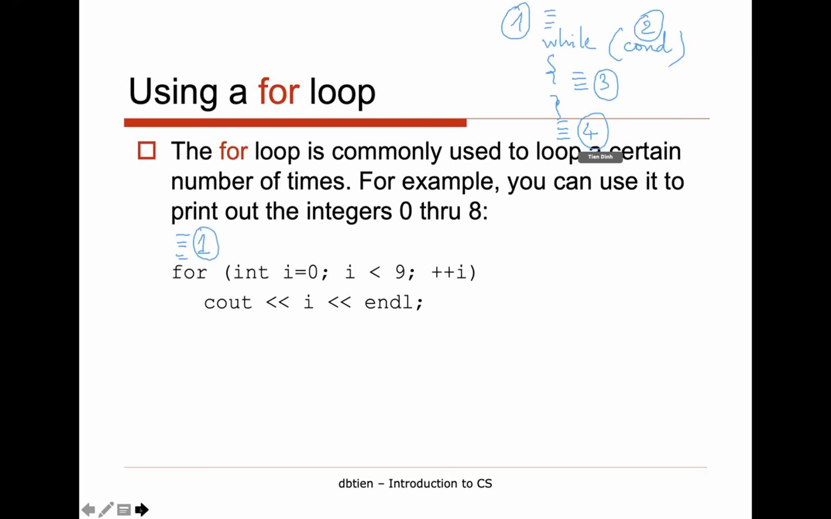And remember last time we do 1 first, and then check 2. If it's true, we do 3. If it's false, we do 4. And after doing 3, I come back to check 2. This one was a while loop. So look at this one.